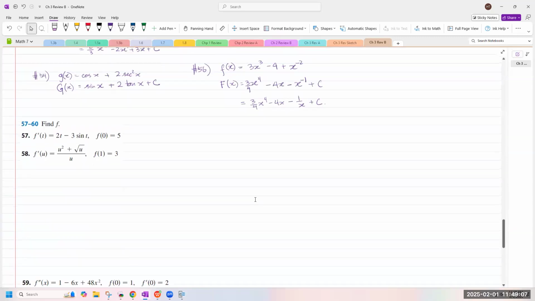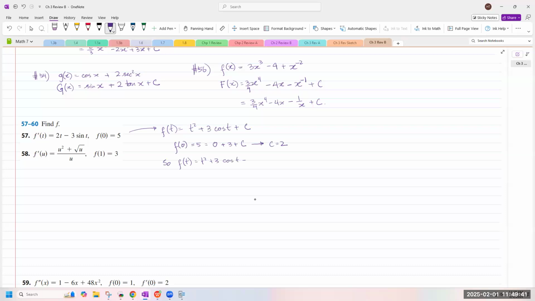Number 57, 58, they give us an initial value. So after we get the antiderivative, f prime t equals that, so f(t) equals t squared plus 3 cosine t plus constant. Now f(0) equals 5, but when t equals 0, we get this. Consequently, c equals 2. So f(t) is t squared plus 3 cosine t plus 2.